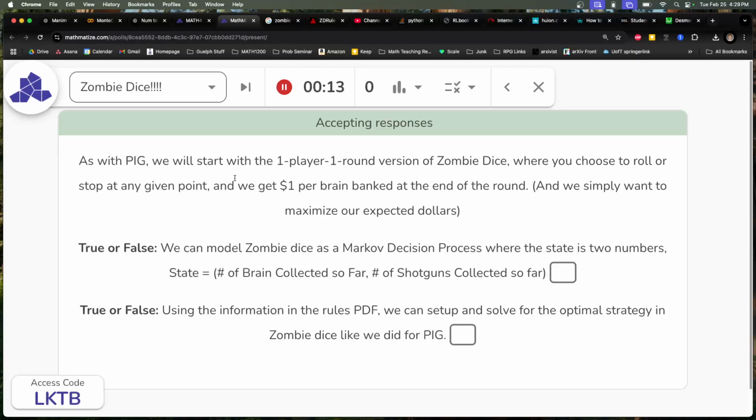You can't see this because I don't have the setting right. Let me change this out.